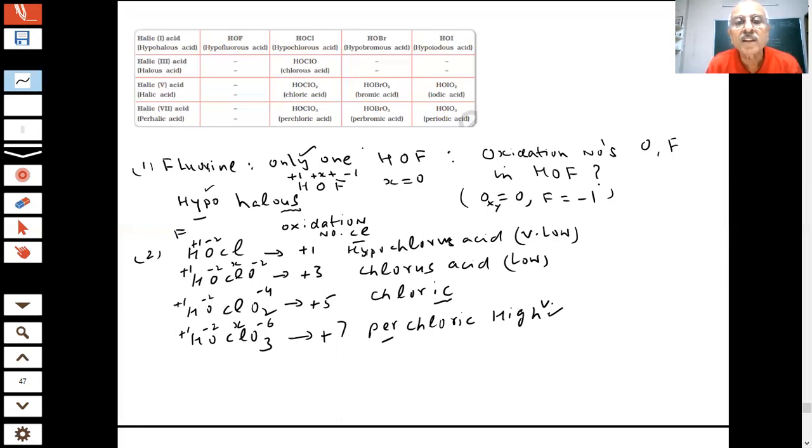Similarly, we can write this for Br. Bromine is not forming the first two, but bromine is forming bromic. When I say bromic, it is clear that the oxidation state of Br will be +5, and perbromic +7. Here you have periodic acid and iodic acid. Iodic means +5 and periodic means the +7 oxidation state. This is why I took the table, because there was something very important.